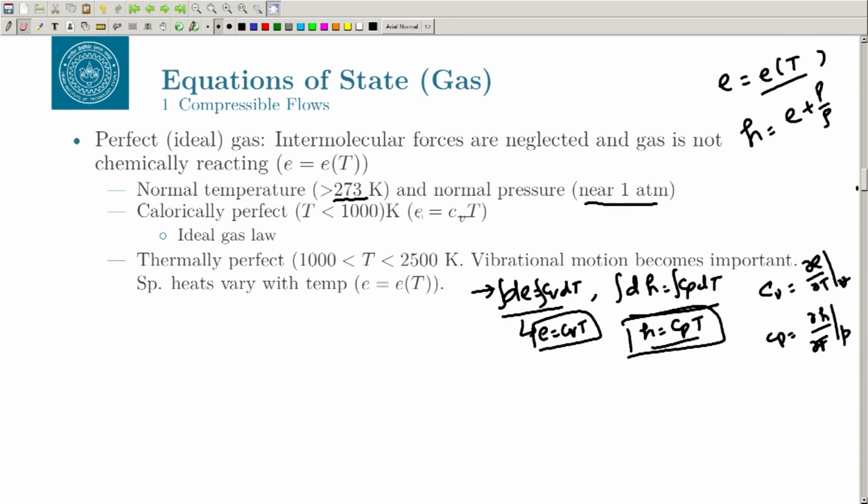Okay, so this is what is written here. You have the calorically perfect gas where E is a function of T, for T less than 1000 Kelvin. But if T is more than 1000 and less than 2500, then it is called the thermally perfect gas. In that case, we cannot assume Cp and Cv to be constant, and you can use E equal to E(T), but you have to use the integral quantity. Now, let us go to the real gases.